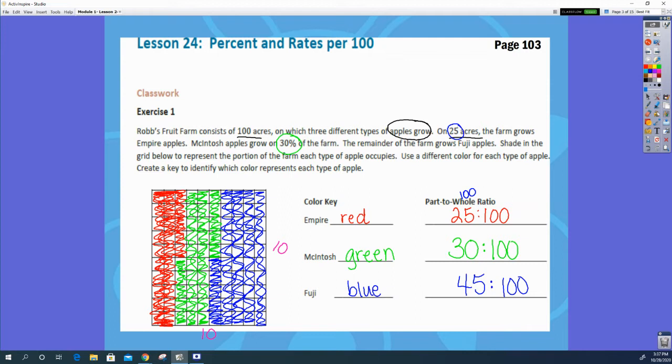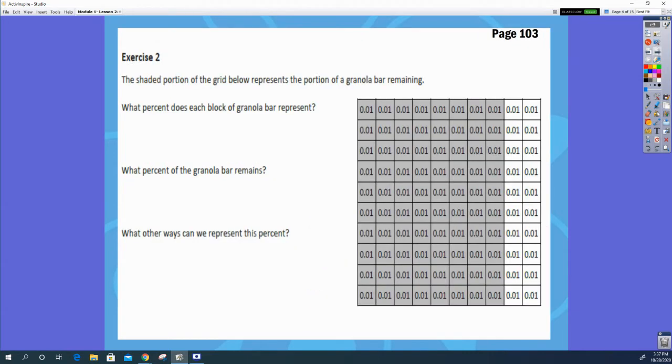All right, go ahead and put aside your colored pencils, and let's move into exercise 2. Exercise 2 says the shaded portion of the grid below represents the portion of a granola bar remaining. They want to know what percent each block of granola bar represents, what percent of the granola bar remains, and what other ways we can represent this percent.